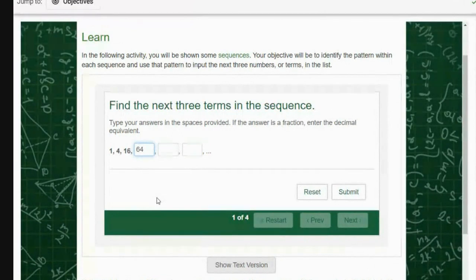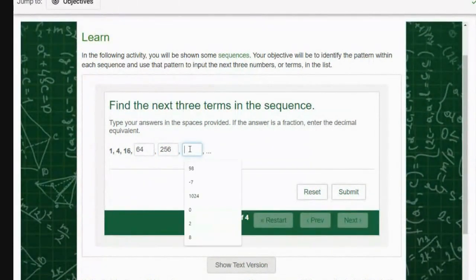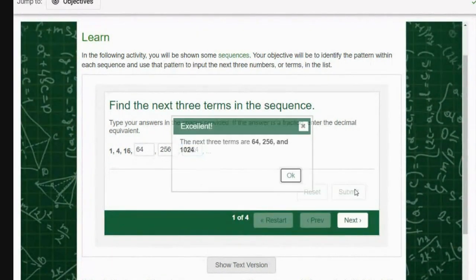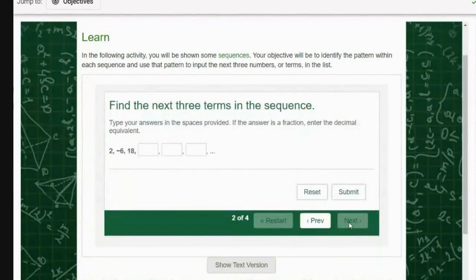Here, we'll type that in. Kellen says, yep, that's absolutely right. So it's Laura. She's with it. 64 times 4 is 256. And 256 times 4 is 1,024. So submit that. See how we're doing. Excellent. See what else they have for us.